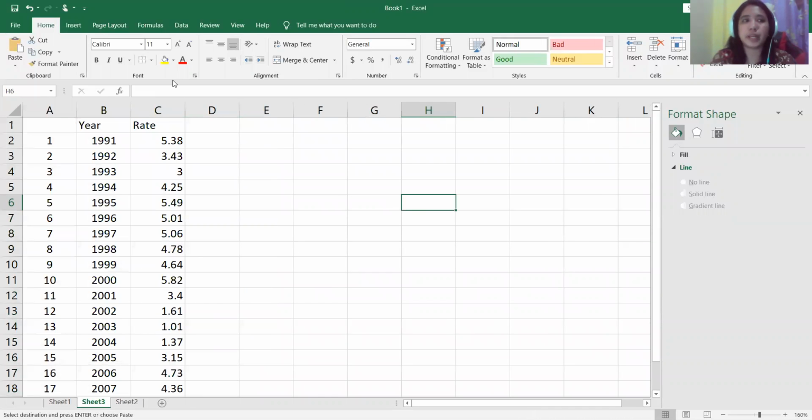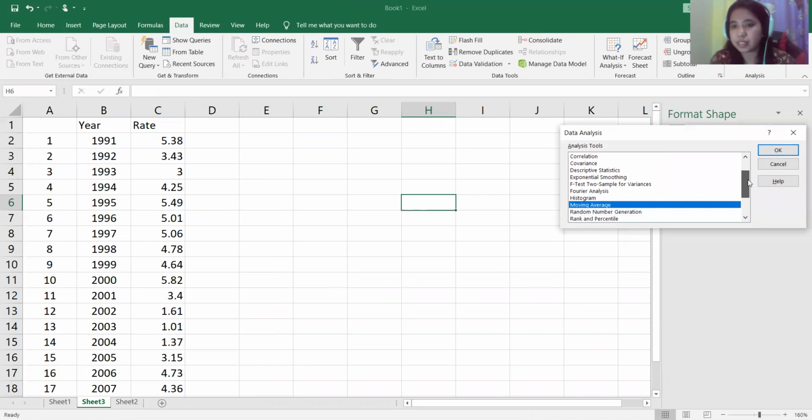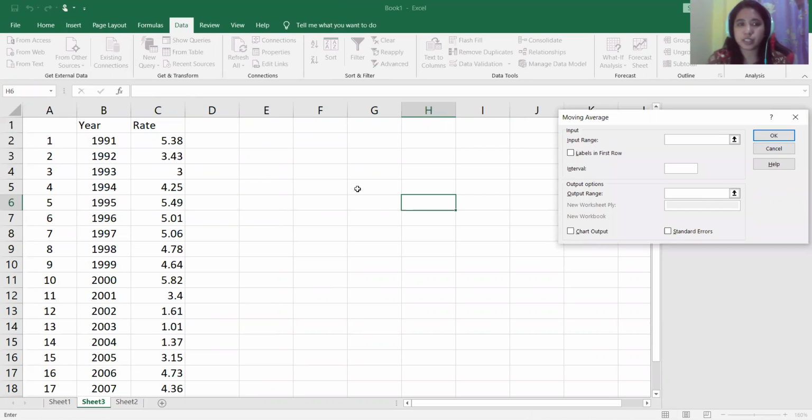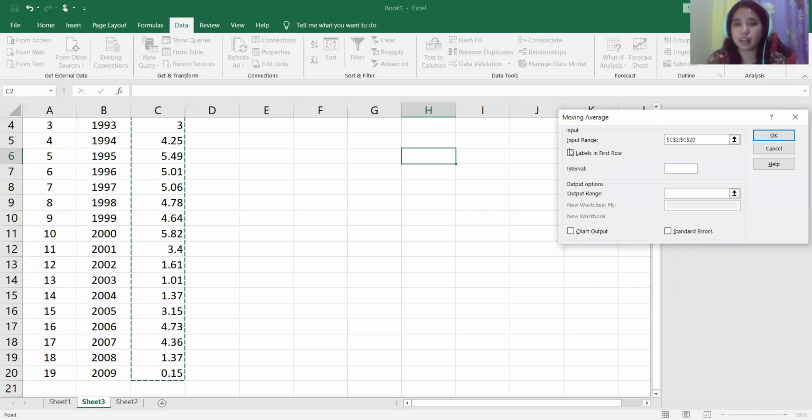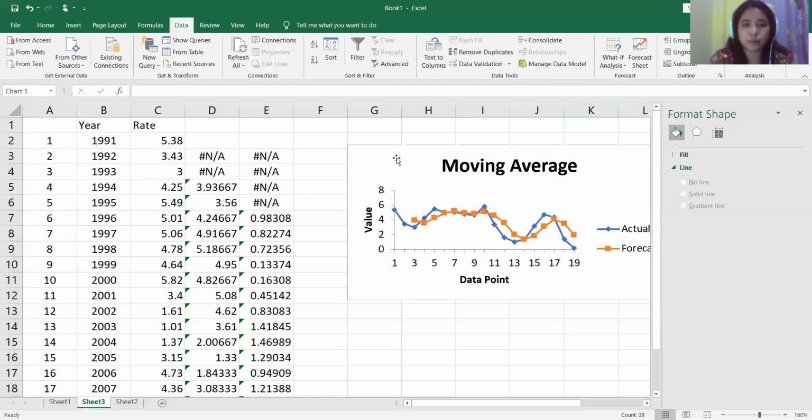Okay, so what we will do is go to data, data analysis, and locate, for instance, moving average. We already used moving average, but just to repeat the procedure here, if we generate that, and then for the output range, let's place it here. Let's also provide the chart output and the standard error. And where will we place our analysis? Let us place it here, and then click OK. So this is the result from moving average.